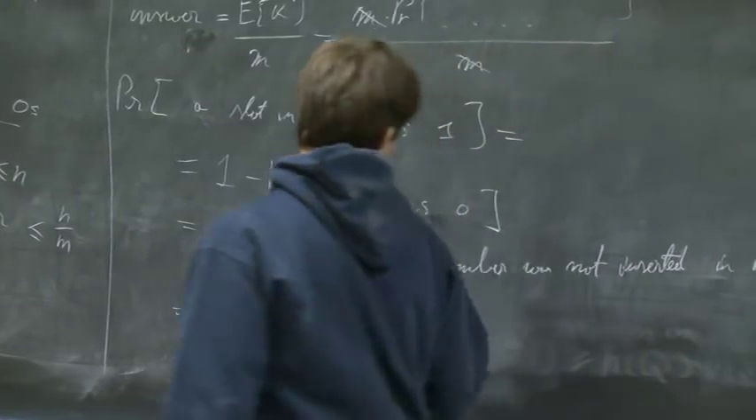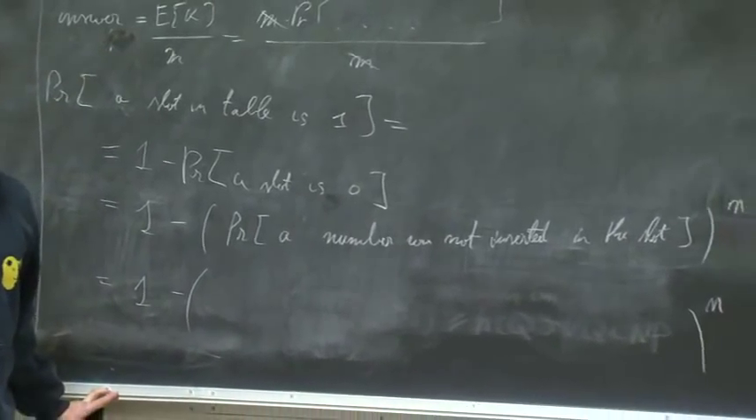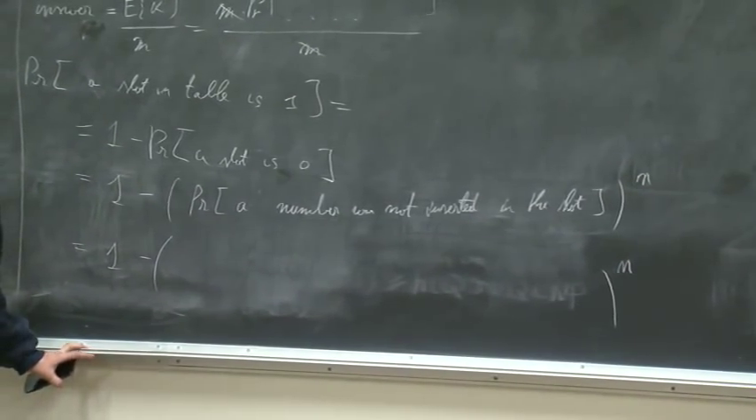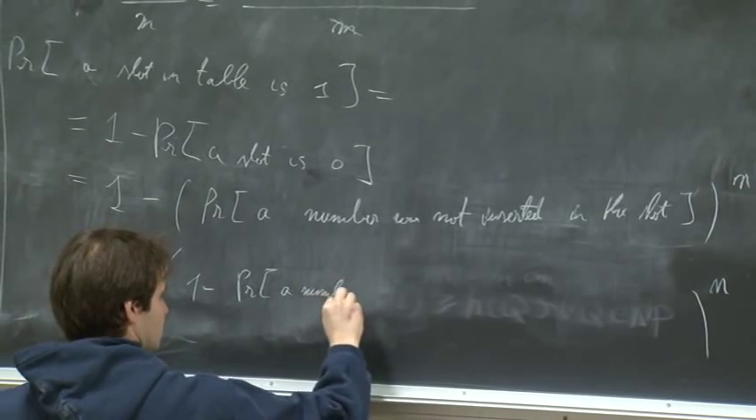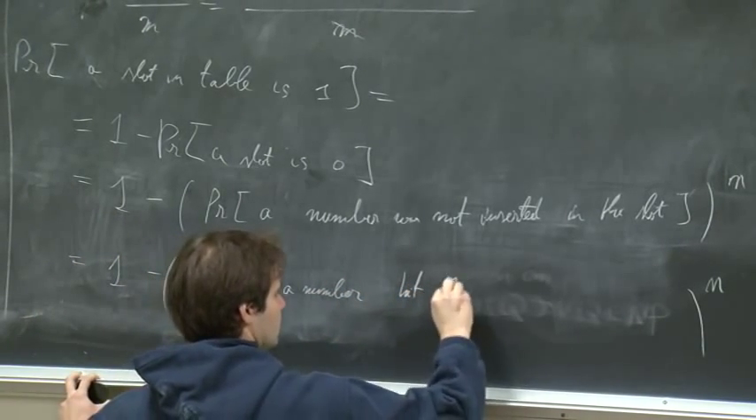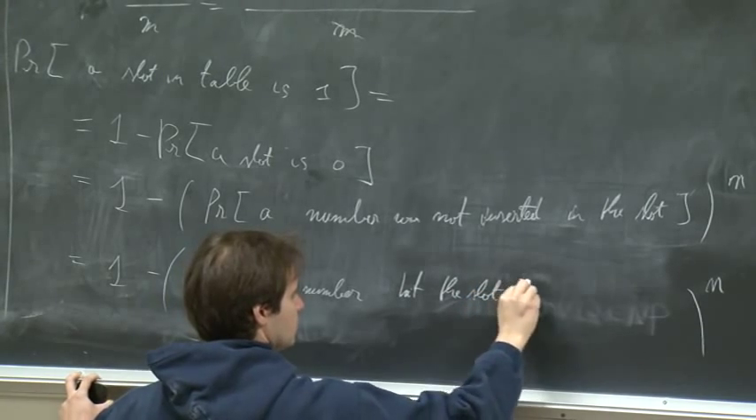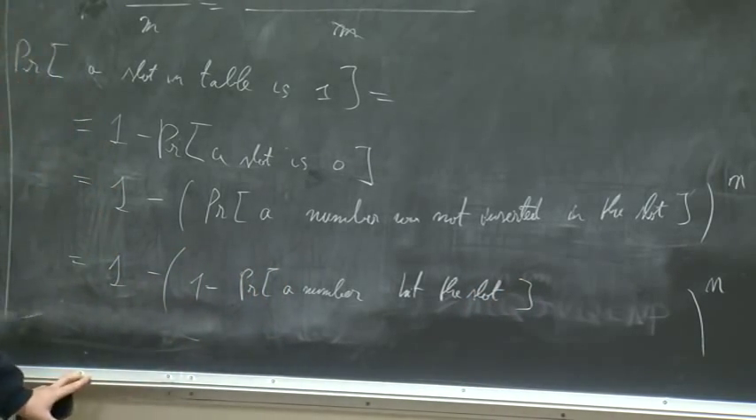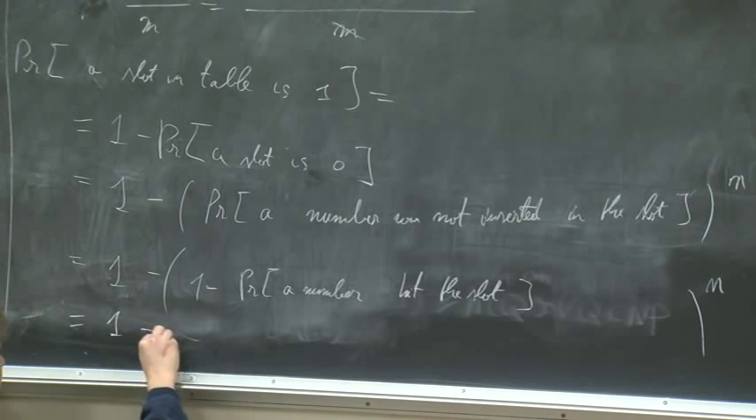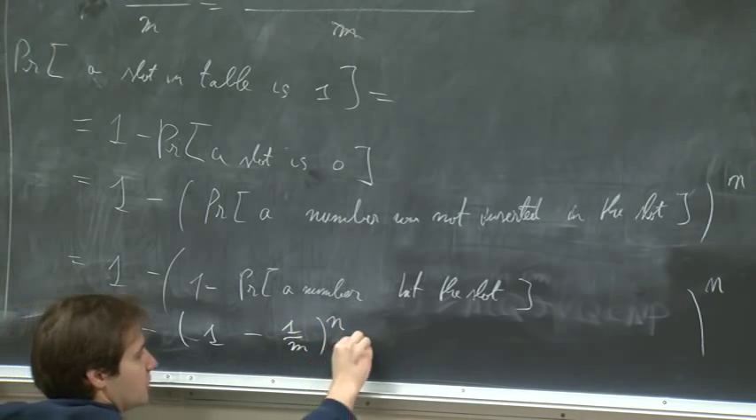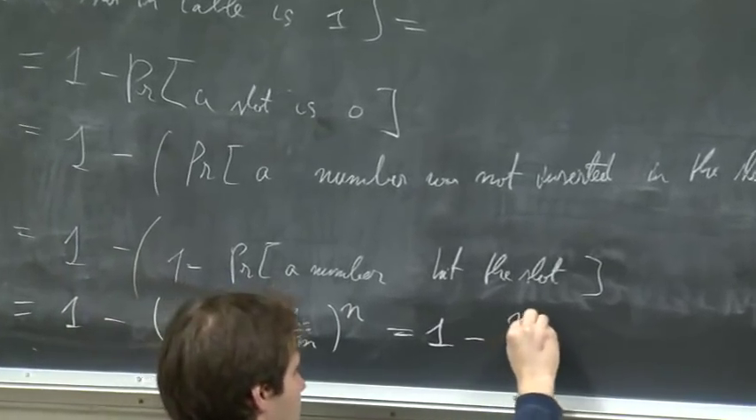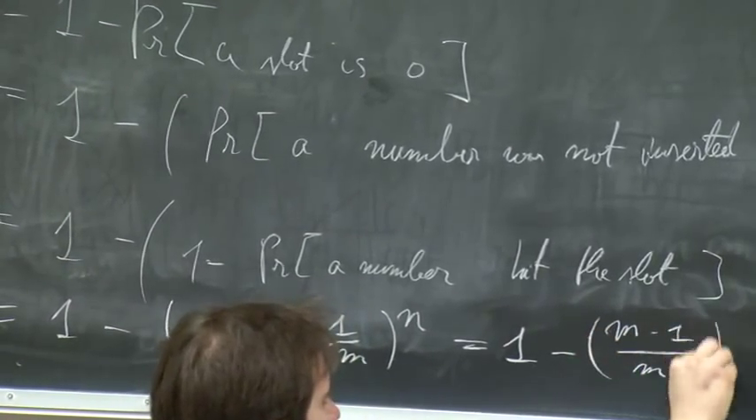And the probability that the number was not inserted in a slot is 1 minus the probability that it was inserted. Right? We're doing this again. 1 minus the probability that a number hit. Well, what's this probability? Uniform hashing. 1 over m. So this whole thing is 1 minus (1 minus 1 over m) to the power n. 1 minus ((m minus 1) over m) to the power n.